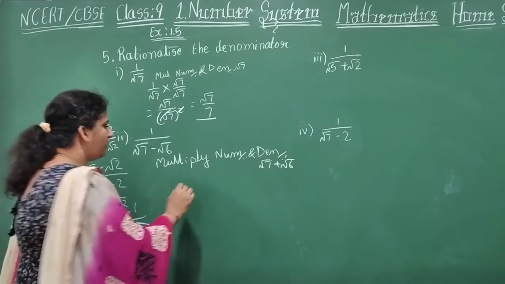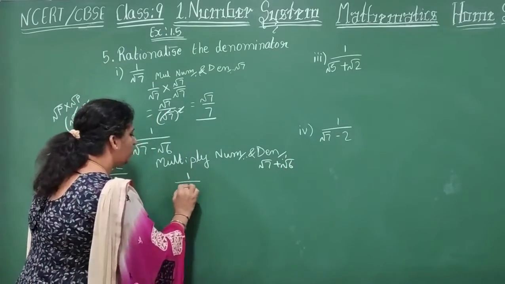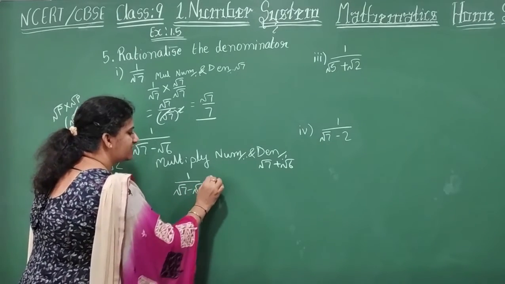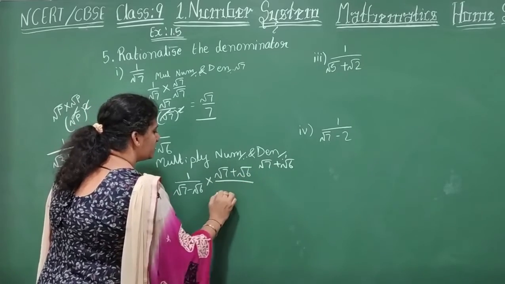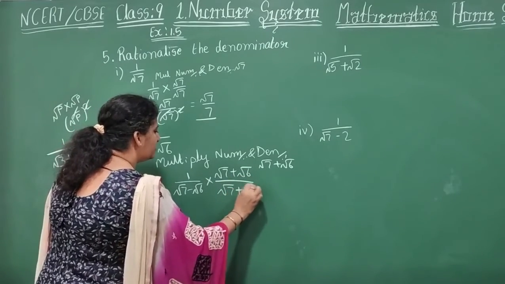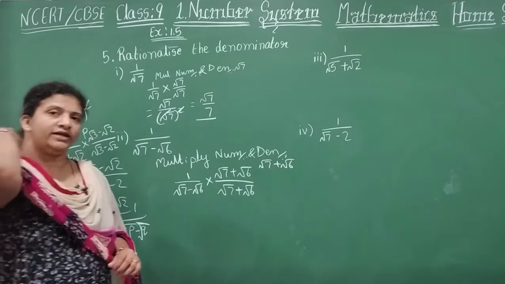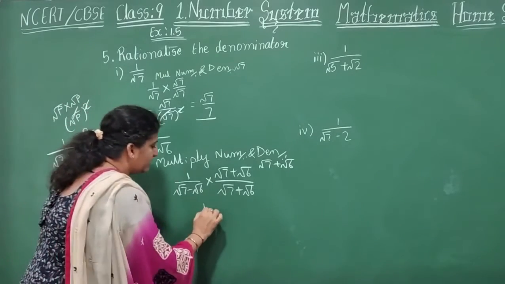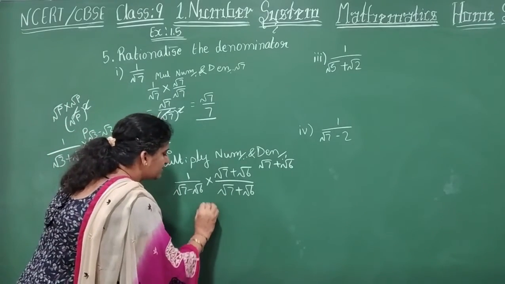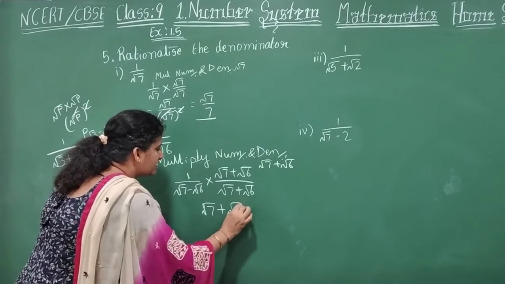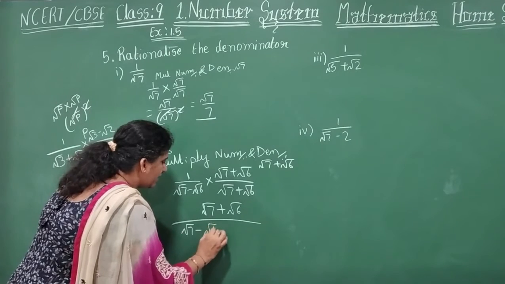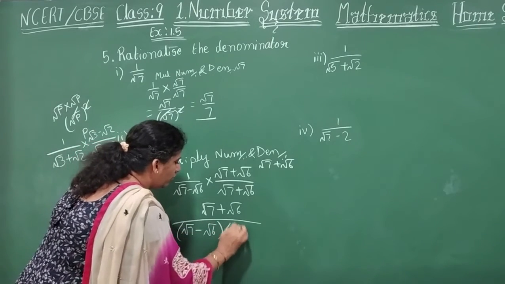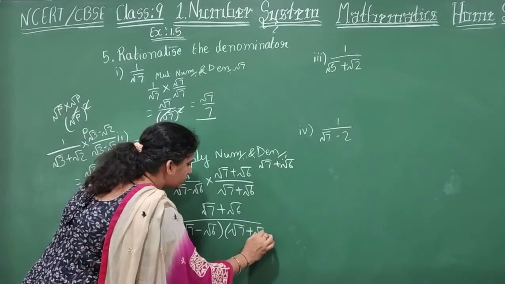Okay, so now let's start multiplying here, children. 1 by root 7 minus root 6 into root 7 plus root 6 by root 7 plus root 6. So numerators multiply here. That is 1 into root 7 plus root 6, which will be root 7 plus root 6, whole divided by root 7 minus root 6 into root 7 plus root 6.